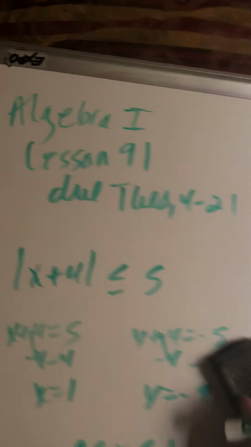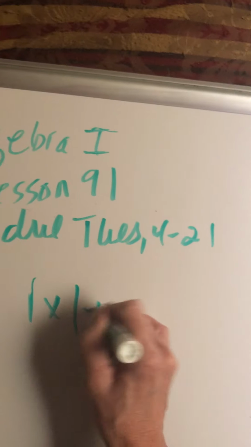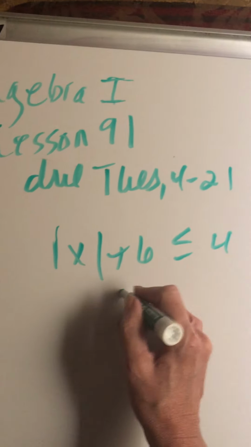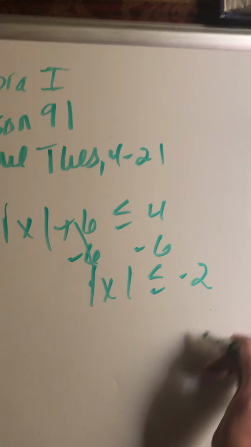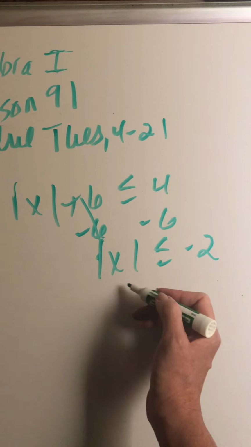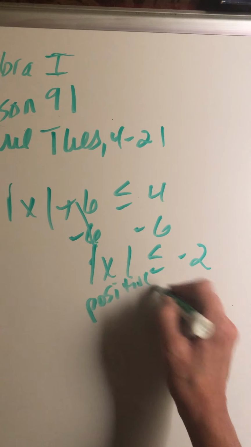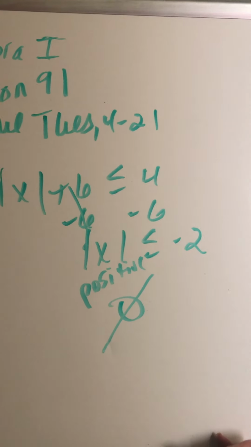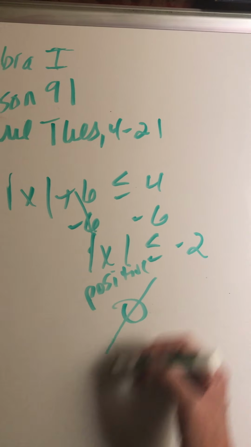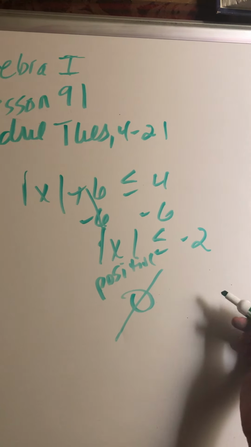Okay, then I want to show you a couple of special cases. Absolute value of x plus 6 less than or equal to 4. So if I subtract the 6, absolute value of x is less than or equal to negative 2. Absolute value is always positive. This is always a positive number when you take the absolute value. So it cannot be less than a negative 2. So this is no solution. That's that no solution sign. So when you've got absolute value less than a negative, it's no solution.